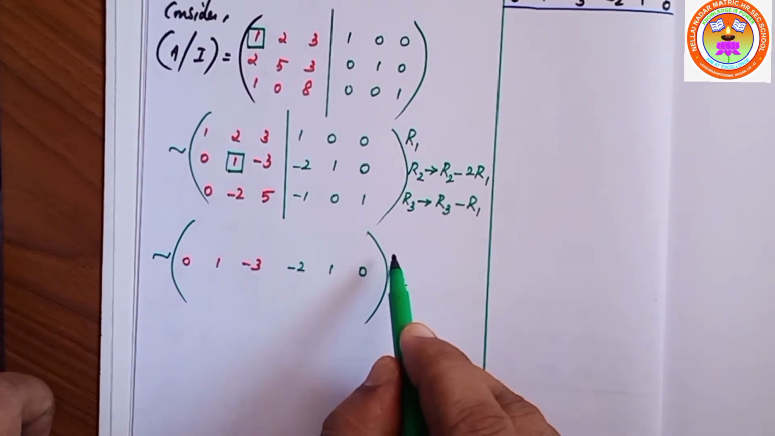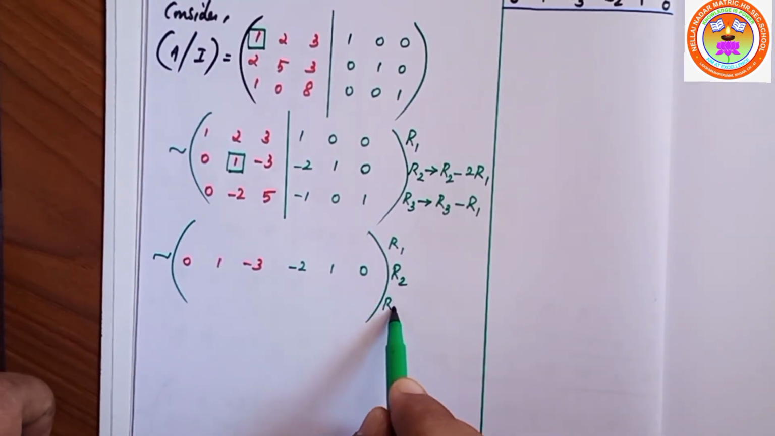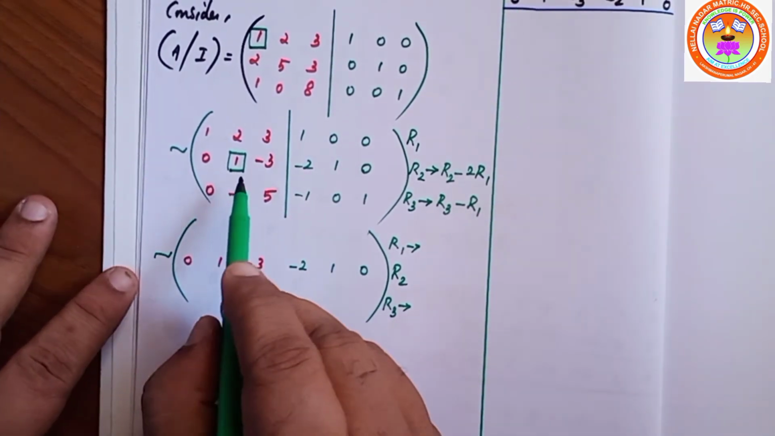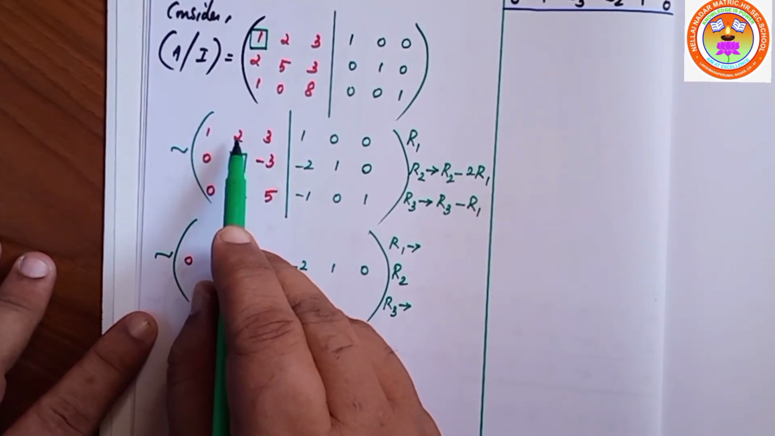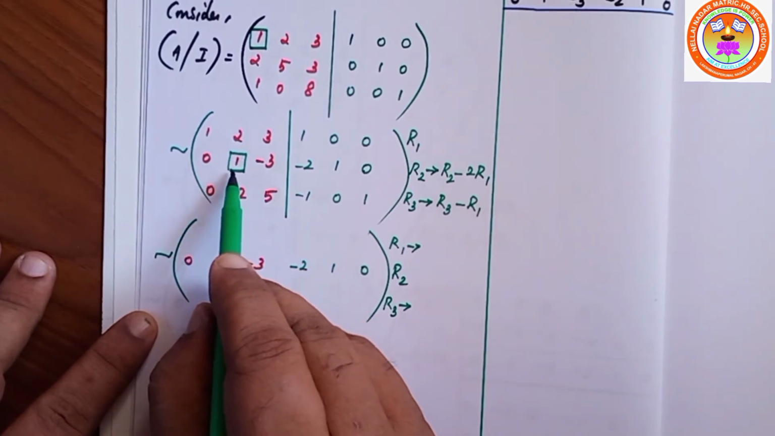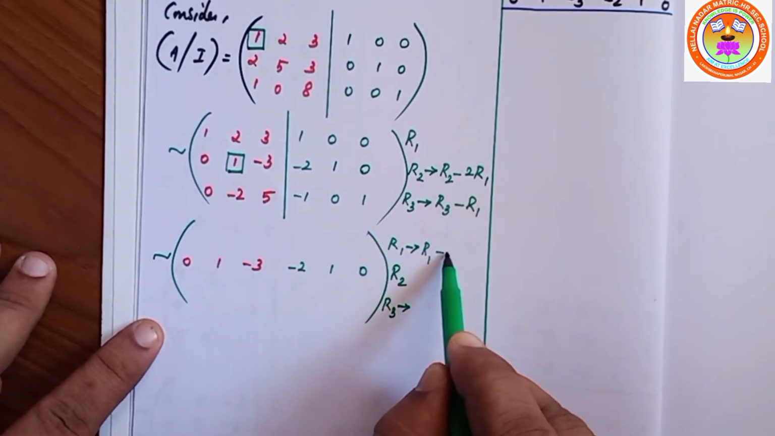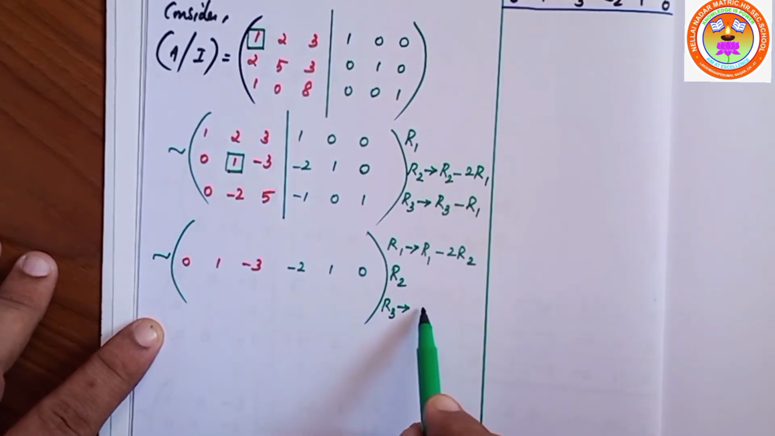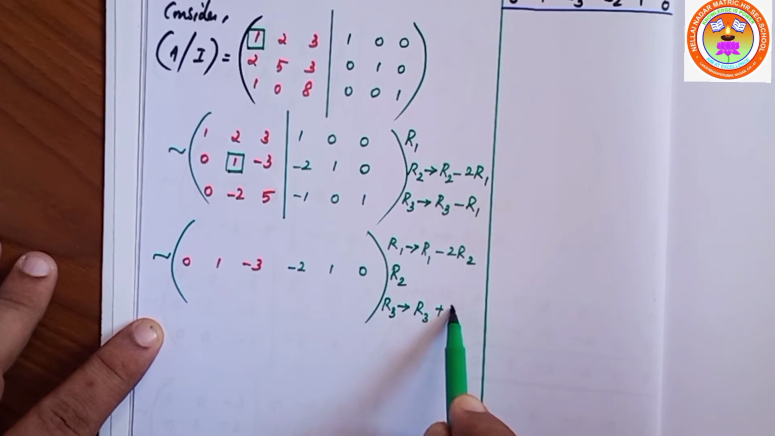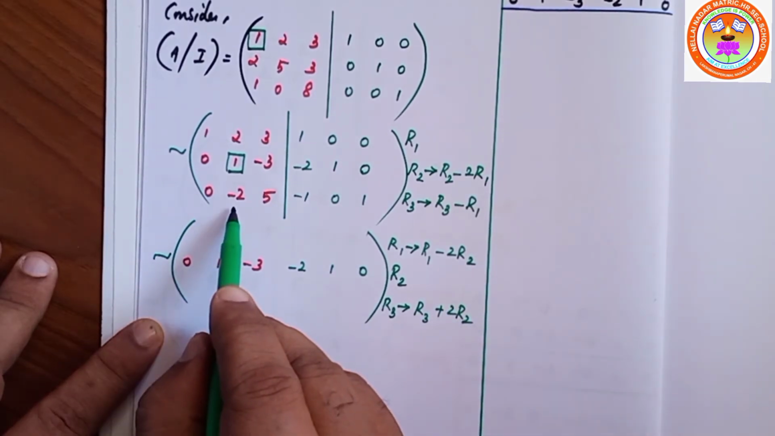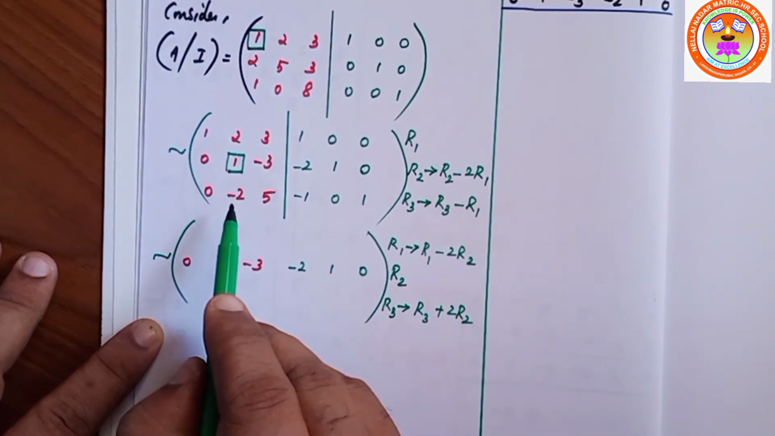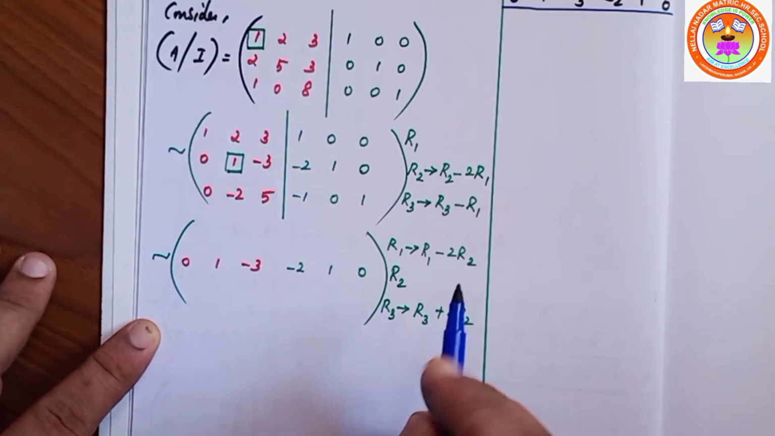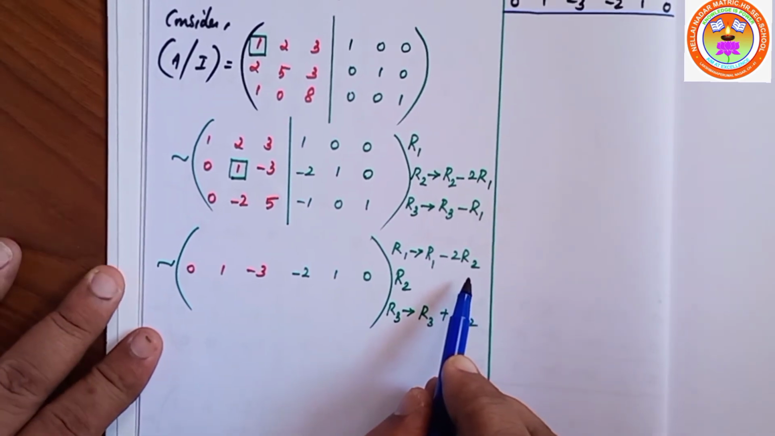Now only two transformations, one for R1 and another for R3. Okay, right, here 1, here 2. So what to do? R1 implies R1 minus 2 R2. Next one, R3 implies R3 plus 2 R2. Because we have minus 2, it has to be plus 2, then only can we get 0. So I do the calculation. See, R1 minus 2 R2.